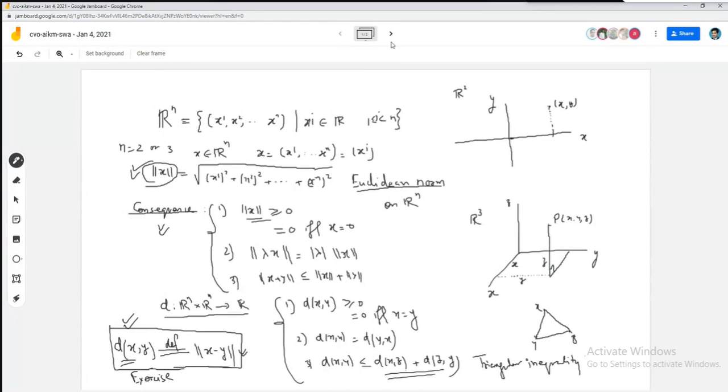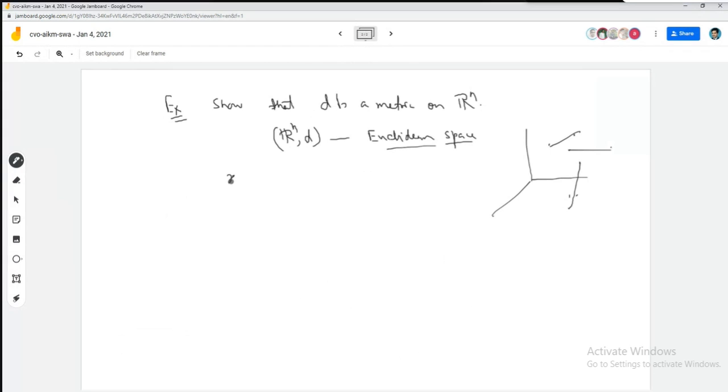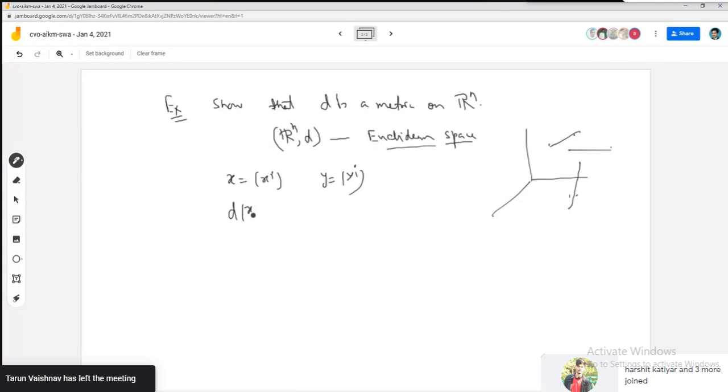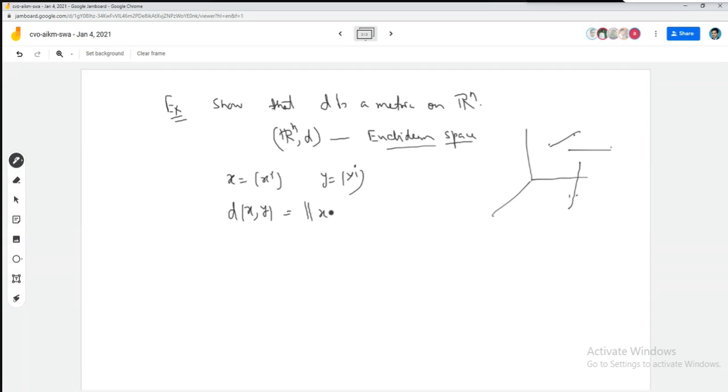तो इस तरह से अगर आप देखें कि अगर दो पॉइंट आपके पास हैं, x जिसका कोऑर्डिनेट है xi और y जिसका कोऑर्डिनेट है yi, तो इनके बीच का जो डिस्टेंस होगा, distance between x and y is nothing but the norm of x minus y, that is xi minus yi, and this is nothing but the square root of sigma (xi minus yi) whole square, where i varies from 1 to n. This is the formula for distance in Rn. So it becomes a metric space.